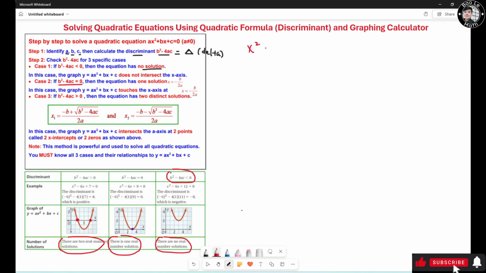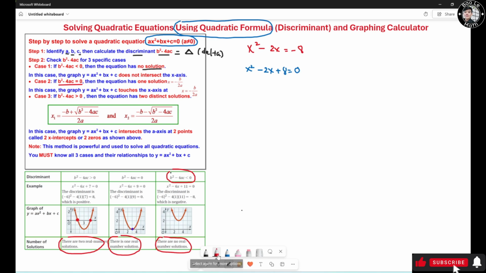s squared minus 2s equal to negative 8. Alright, so in order to use the quadratic formula, you need to move every single term from the right-hand side to the left-hand side. Make sure the right-hand side equals 0, right? And this is the standard form of the quadratic equation right here. Alright, so I'm going to add 8 to both sides. So it turns out to be s squared minus 2s plus 8 equals 0, right?